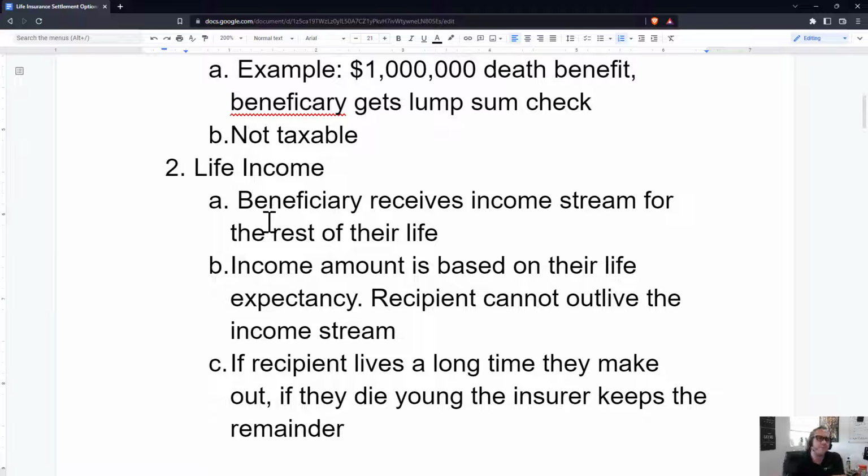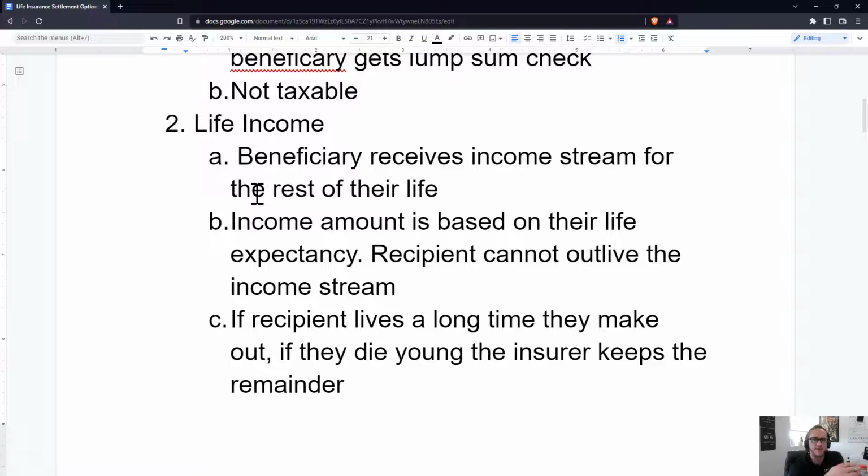Okay, life income. So the beneficiary receives an income stream for the rest of their life. So let's say someone passes away, there's a $100,000 death benefit, and instead of getting that one lump sum, the insurance company estimates how long the beneficiary is going to live, and then they pay out monthly based on how long they think that person is going to live.